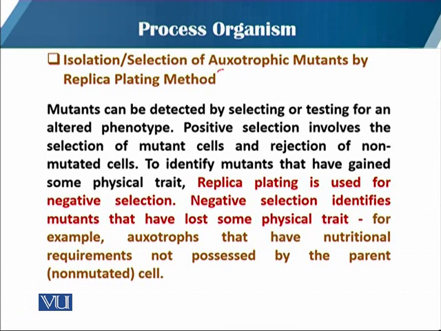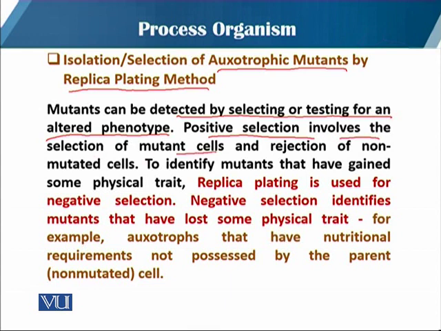As concerns auxotrophic mutants, by the replica plating method, mutants can be detected by selecting or testing for an altered phenotype. Positive selection involves the selection of the mutant cells and the rejection of unmutated cells, which we call almost parent cells, to identify mutants that have gained some physical trait. Replica plating is used for negative selection. Negative selection identifies the mutants that have lost some physical trait, for example, the auxotroph that has a nutritional requirement not possessed by the parent cell.